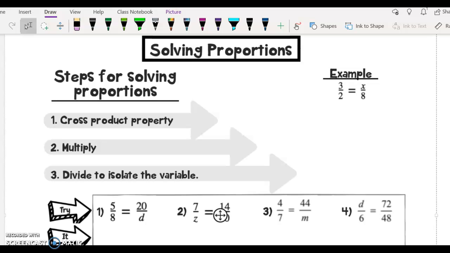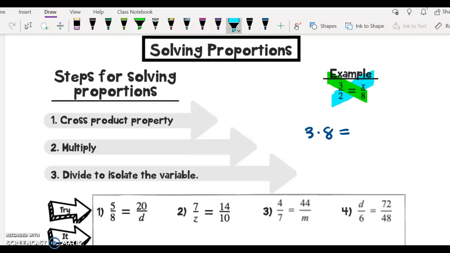The first step is the cross product property. And what that means is we're going to multiply diagonally. So I'm going to multiply 3 times 8, and I'm going to set that equal to the other two numbers being multiplied diagonally, which was 2 times x.